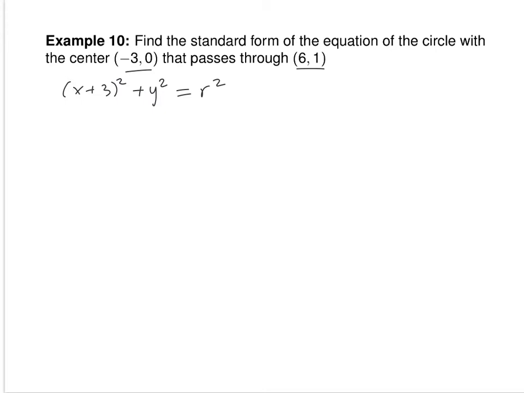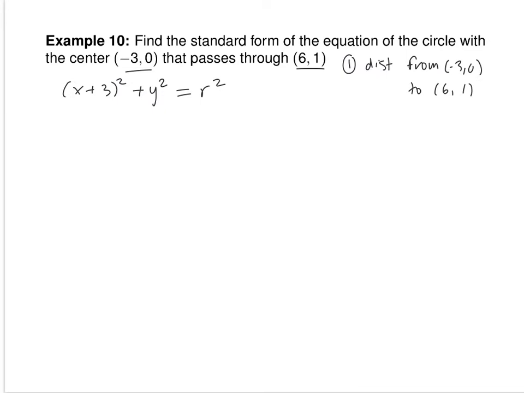There are lots of ways to find r. One way would be to find the distance from -3, 0 to 6, 1, right? That would give you your r. What would be another way to find it? You could reduce it. What do you mean by that? Be more specific.